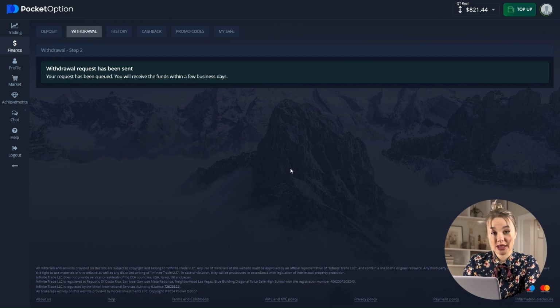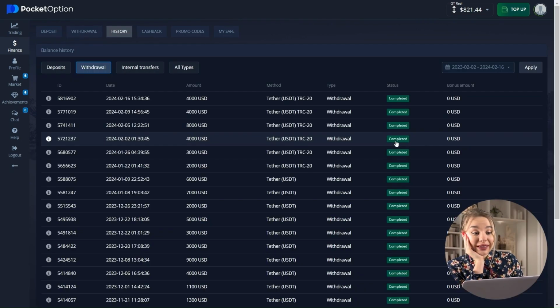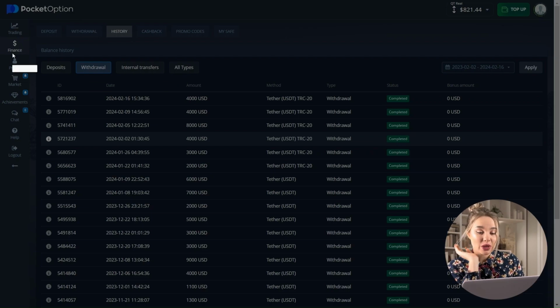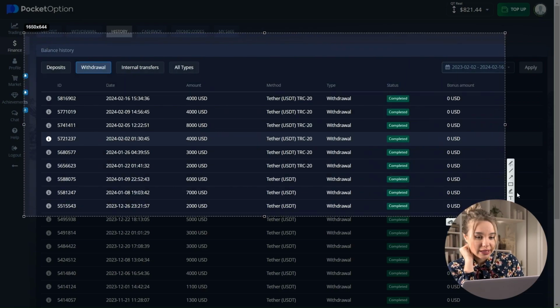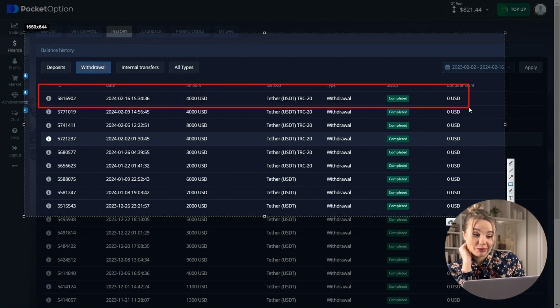It takes about 20 minutes at most. While I wait, I will make myself some tea and then show you how it all ended up. So the money is in my wallet and in the Pocket Option personal account there's only a record that such an amount was in the balance. With that, the money withdrawal is completed.